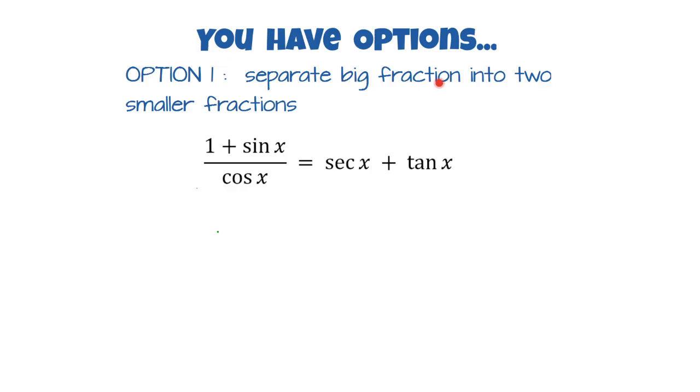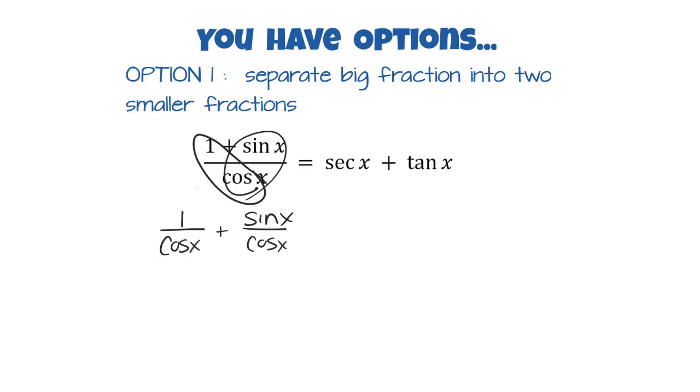Option 1, separate the big fraction into 2 smaller fractions. You can do that because ultimately you're doing 1 divided by cosine x and sine divided by cosine x. So let's look and see. If I were to separate this out into 2 separate fractions, it would look like this: 1 over cosine x plus sine x over cosine x equals secant x plus tangent x. Well, 1 over cosine is secant x, and sine over cosine is tangent x. And we've got it verified right there.